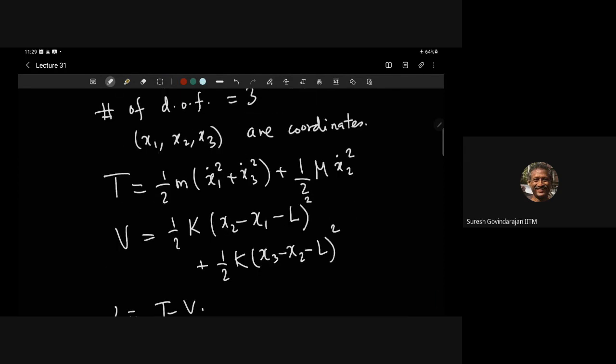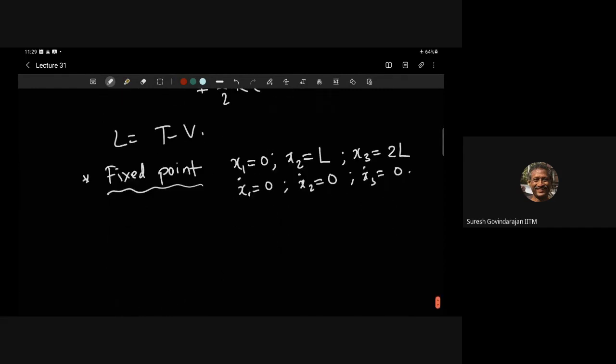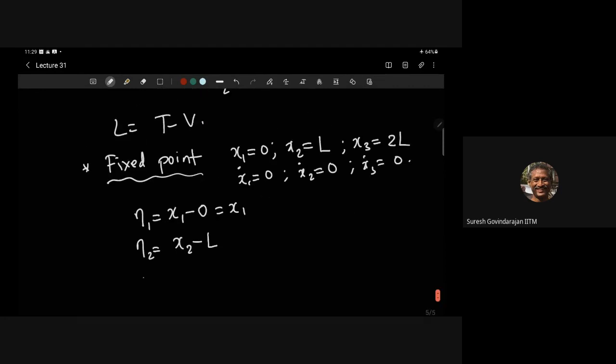We have to define, say, eta 1 will be x1 minus 0, right? So that's just x1. Eta 2 is x2 minus its fixed point value, which is L. Eta 3 is this. Is this clear?